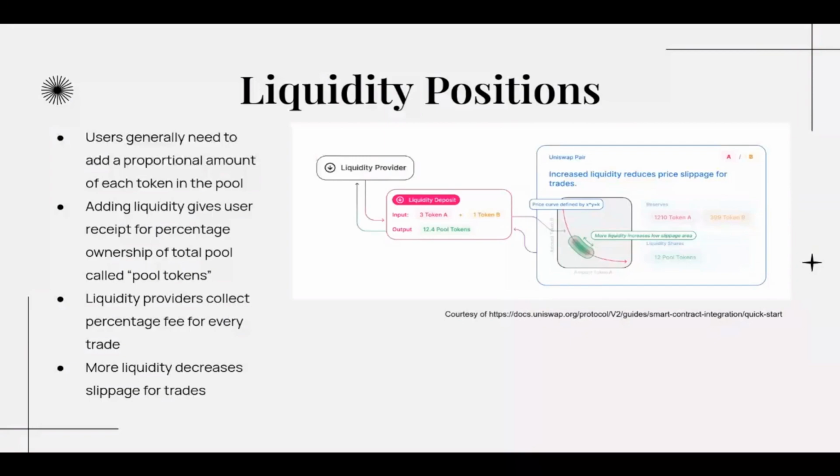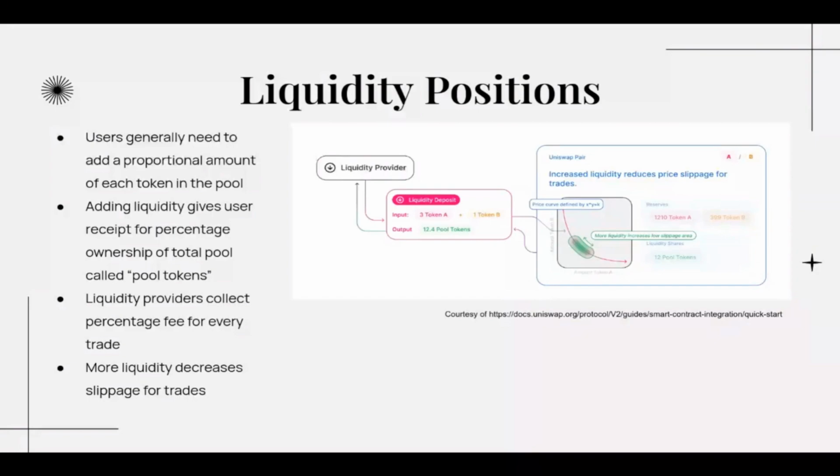And so basically, as a liquidity provider, you add an equal amount of those tokens, and you get a receipt that gives you ownership of the percentage of the pool based on the funds that you put in. And liquidity providers collect fees, a percentage fee for every trade made. And as you can see here, more liquidity decreases slippage. I'm going to get into the specifics of that in the next slide, which is slippage. Yeah, but this is the general concept.